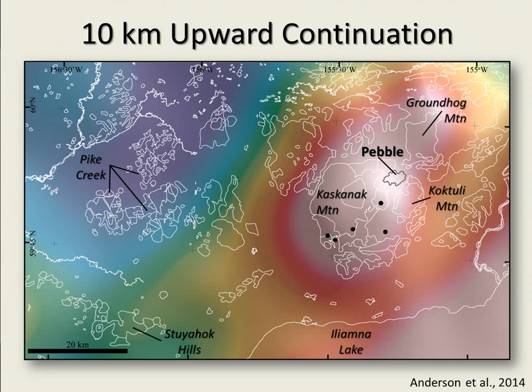And you can see that these data are mostly imaging rocks in the Pebble district over here. The anomaly is centered over the granodiorite batholith that underlies Kaskanak Mountain.